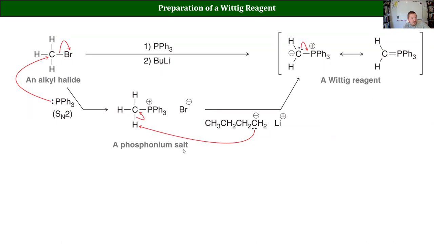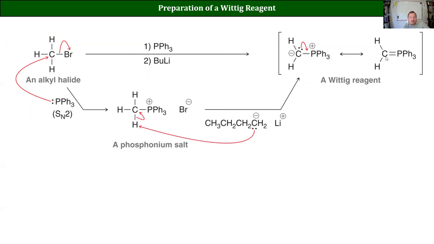So this is the process of making a Wittig reagent. Basically, you can do this with pretty much any alkyl halide. That also needs to have at least one hydrogen attached. So you can't do this with a tertiary alkyl halide, but a secondary or a primary alkyl halide works. You need a hydrogen on it for the second step to happen. You need to be able to remove a hydrogen. And it kind of makes sense according to what we're going to make at the end, right?